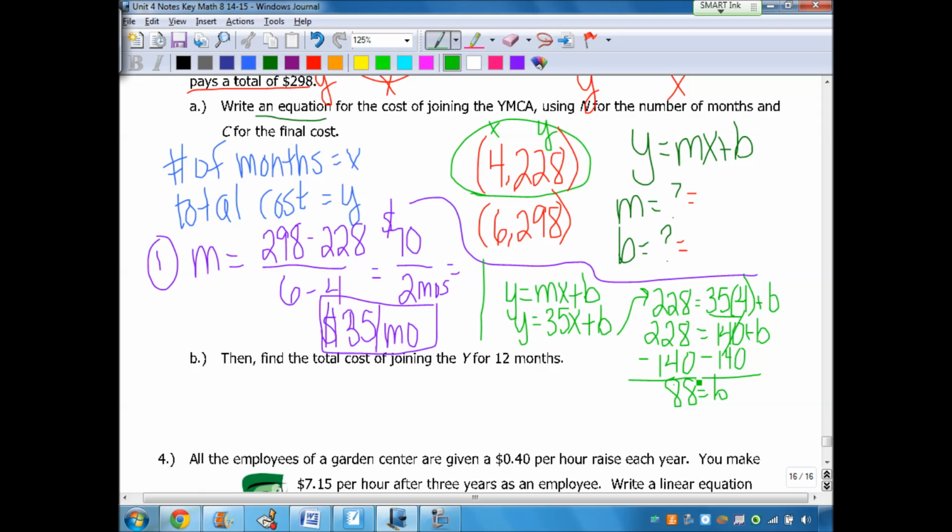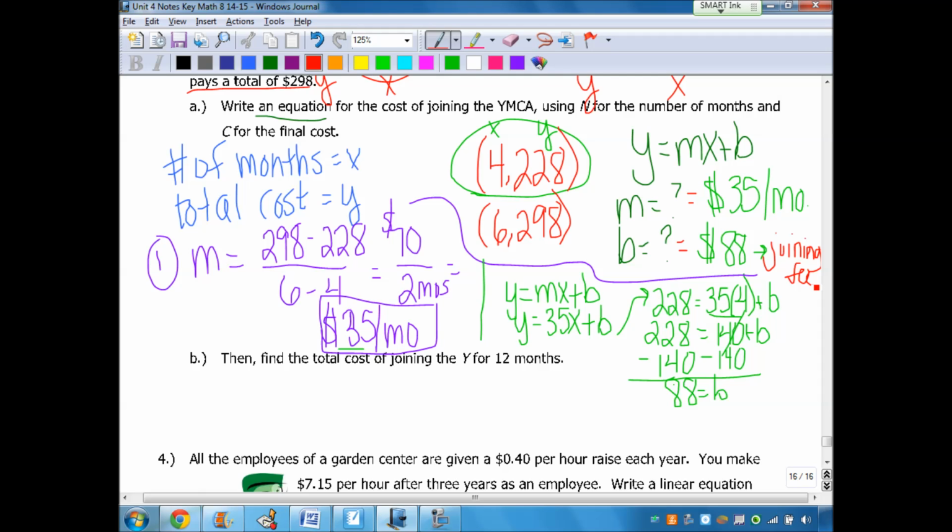So your slope is $35 a month, right? And remember, your slope has to be written out as a rate, and your y-intercept is $88. But the question is, what does that stand for? Well, that stands for how much you start off with, which is your joining fee. So you start with $88 just to join the gym. It's your initial amount, all right?